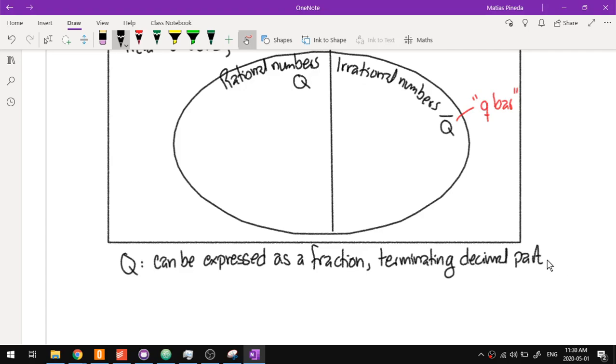Okay, so for example, 1/2 would be a rational number because it's written as a fraction. If we divide 1/2, we're going to get 0.5, and that's it. There are no further decimals here. It's a terminating decimal, so it's a rational number. They are terminating decimals, or they are repeating decimals.